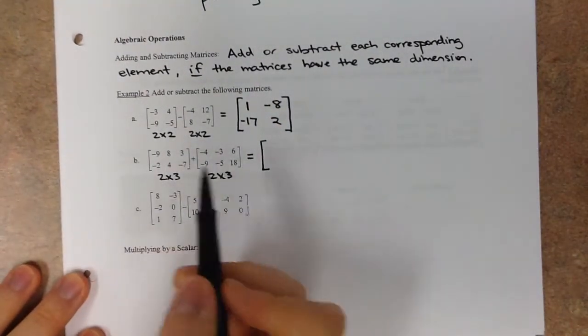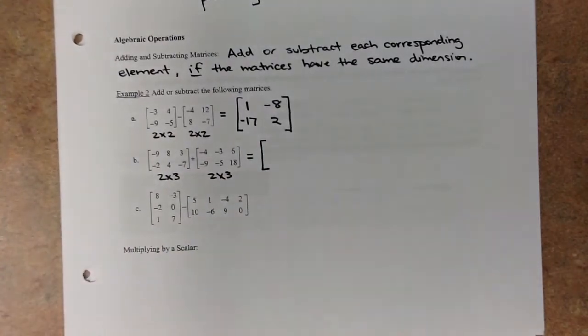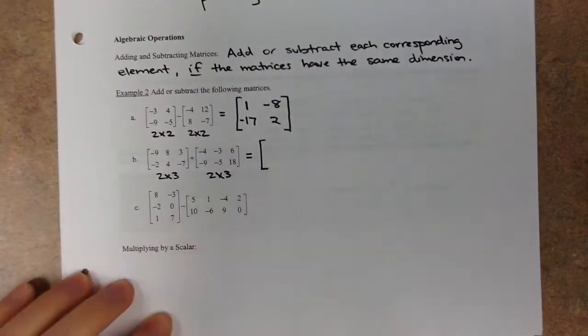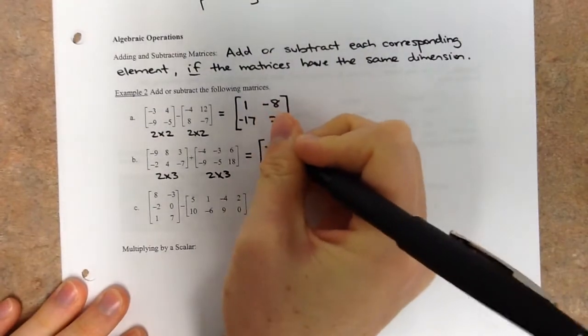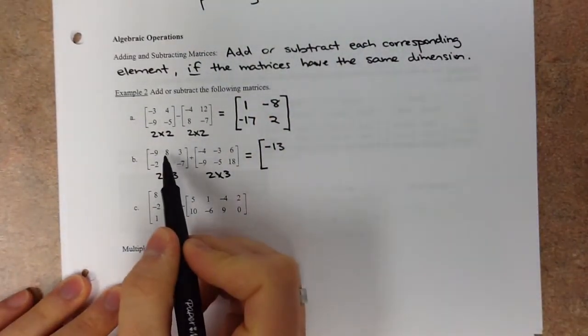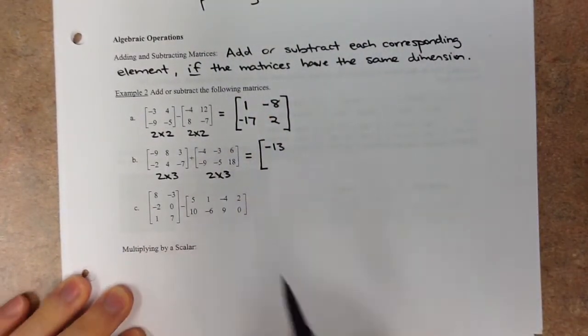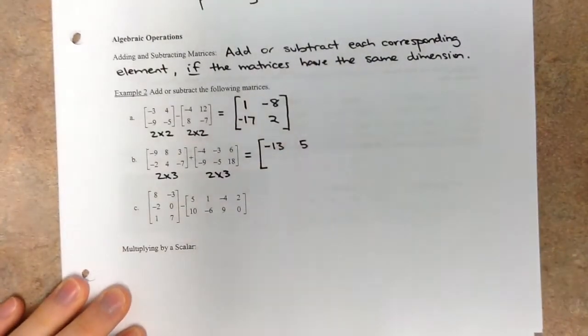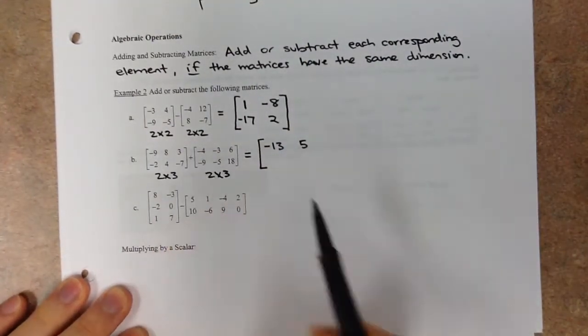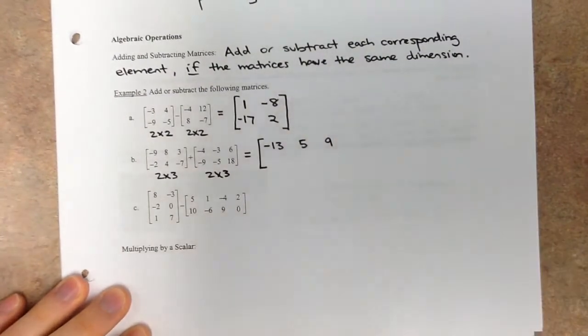So let's go across the rows, and this time I'm adding each corresponding element. So add a -9 to a -4, and I get a -13. Move over 1 element. I'm adding a +8 to a -3, and that gives me +5. Then I'm adding 3 plus 6, which of course is 9.